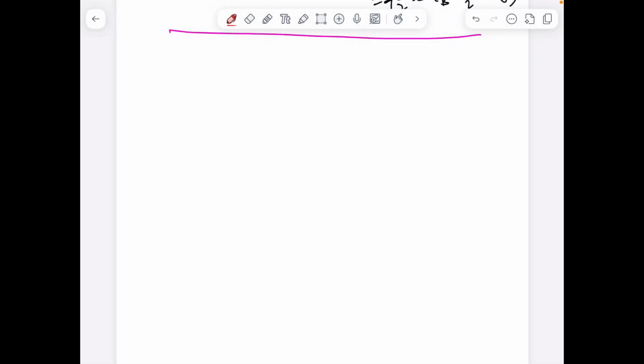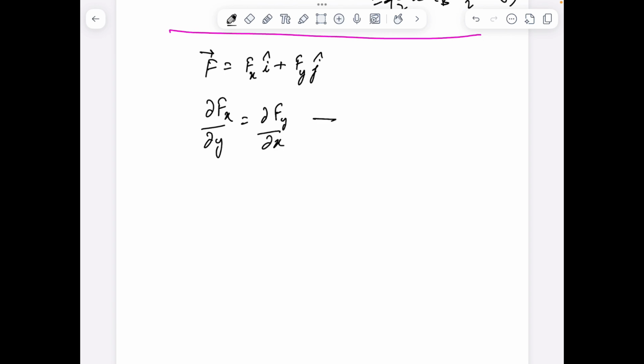So how do we know if a force is a conservative force, right? Let's say we have F as Fx i cap plus Fy j cap. If this equality holds, where del Fx by del y is equal to del Fy by del x, this is a sufficient condition to imply that this is a conservative force. Alright.